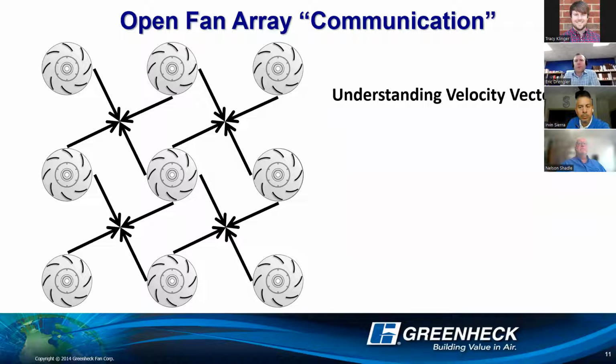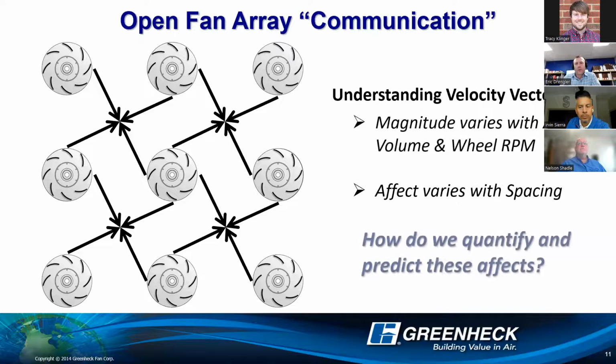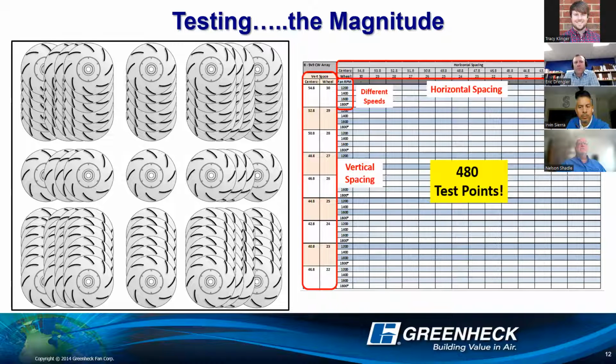Depending upon the magnitude of the air coming off those wheels, you're going to get different performances. So depending upon the space in the wheels, the size of the wheels, and how fast they're spinning and how much air they're moving, you're going to get different communication between the wheels. And we really wanted to understand that so that we could dial in our fan array performance and get the optimized spacing for any given application, size, and quantity of fans. So we developed a test plan to do some R&D and understand fan array applications and become the experts.